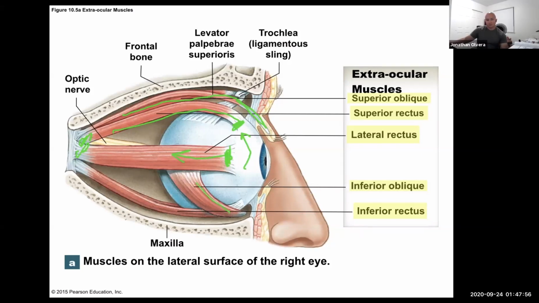Okay, the inferior oblique is at an angle. So it moves your eye at an angle and rotates it through the different motions. And then the inferior rectus, that's going to pull the eye down.